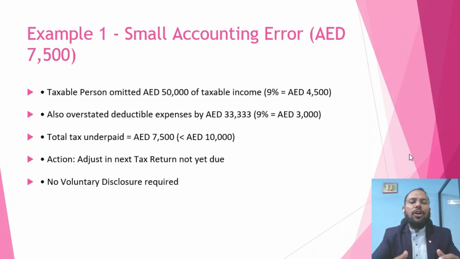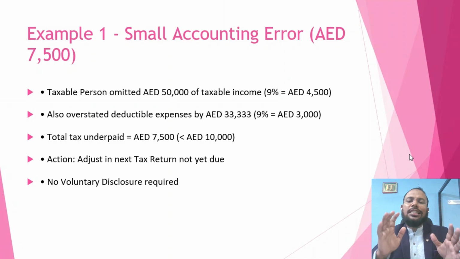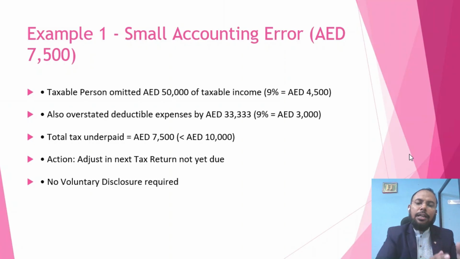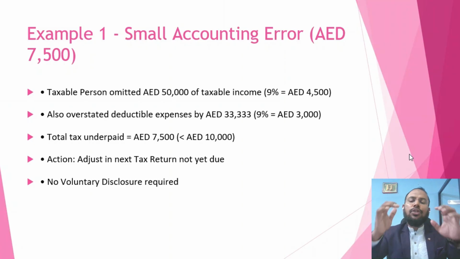There is a second error. What is the second error? Also, overstated deductible expenses by AED 33,333. This is the error amount, but we need to consider the tax impact on this. We need to calculate again 9% on 33,333. That amount is AED 3,000. The total error impact, the total tax underpaid, is AED 7,500. That is below 10,000, meaning you can correct your error in the next tax filing, or when you discover your mistake, at that time you can consider it in that return.